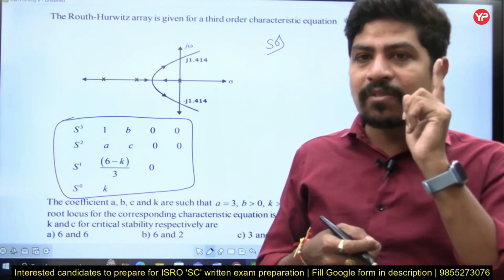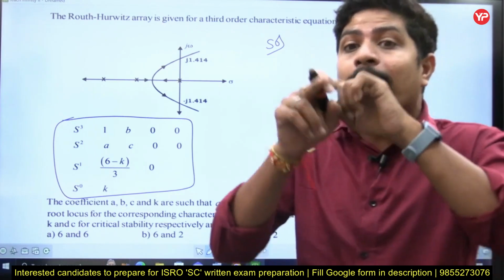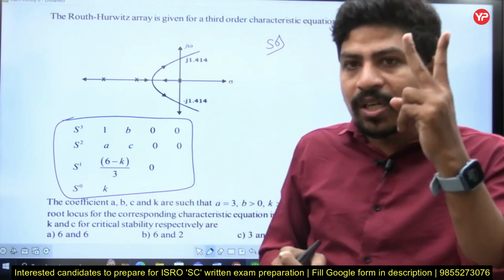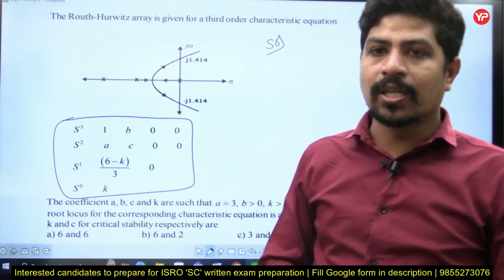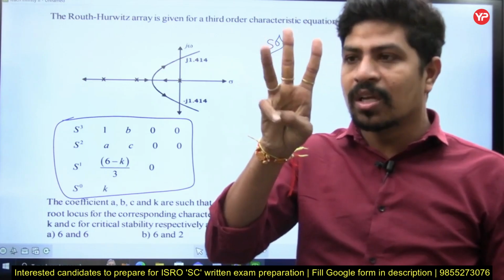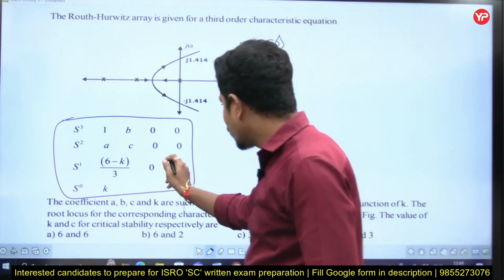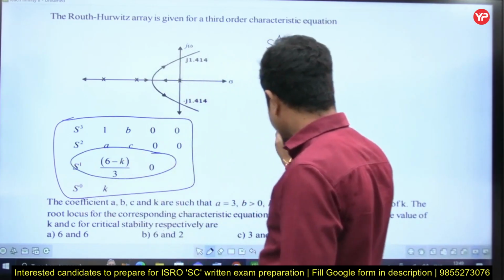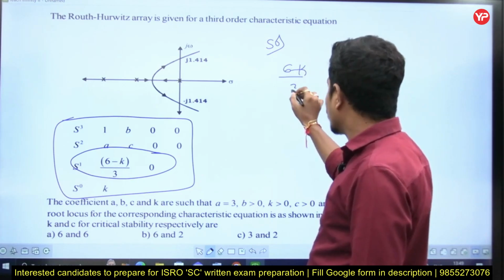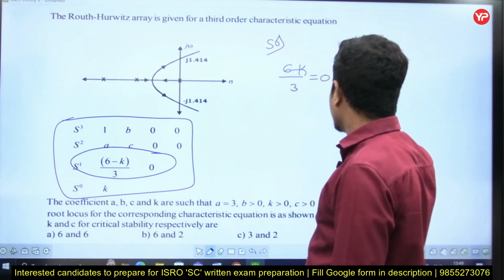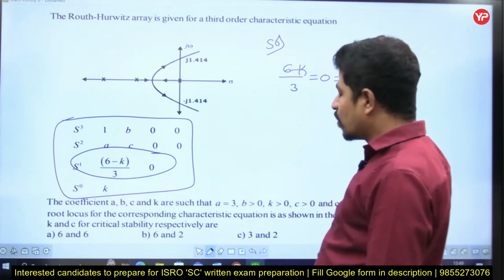If 2 poles are symmetric with respect to origin, then the odd power row will be completely equal to 0. If 2 poles are symmetric with respect to origin, then the S power 1 row is zero. If 4 poles are symmetric with respect to origin, then the S cube row will be completely 0 in the RH tabulation. Now make this S power 1 row completely equal to 0. If you do that, 6 minus K by 3 is equal to 0. That implies K equal to 6. Sir, very easily we got K equal to 6.